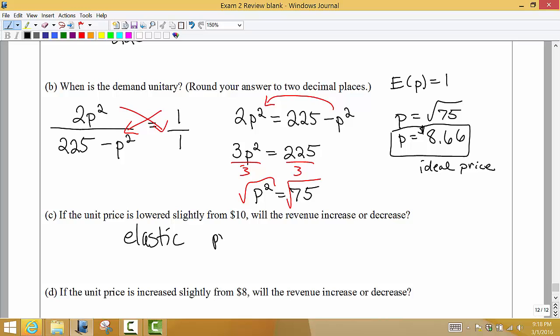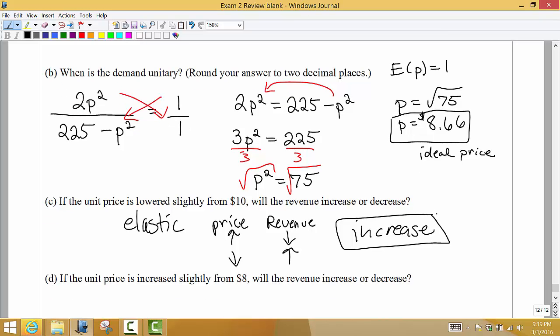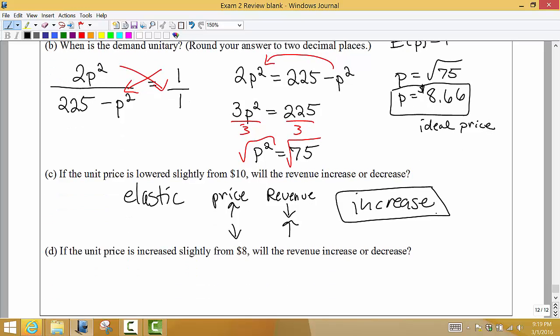And if it's elastic, then if I raise price, then the revenue will go down. Remember, they move in opposite directions when we're talking about elasticity. Which also means that if I lower the price, then the revenue will go up. So the answer here is that our revenue will increase if we lower the price. So that price is really sensitive when it comes to that demand. So if I change the price just a little bit up or down, then the demand will be heavily affected. So lowering the price will actually cause the revenue to increase.